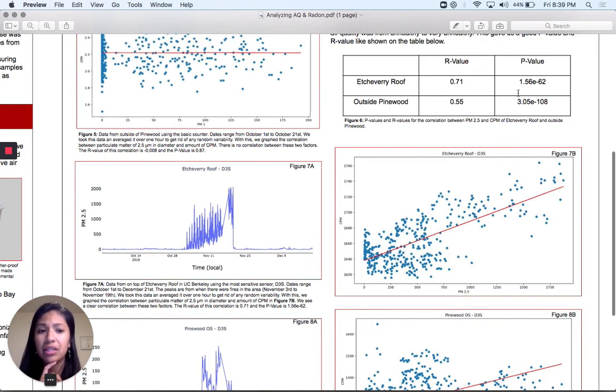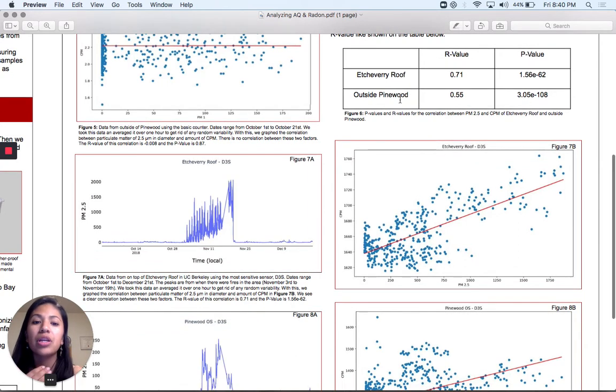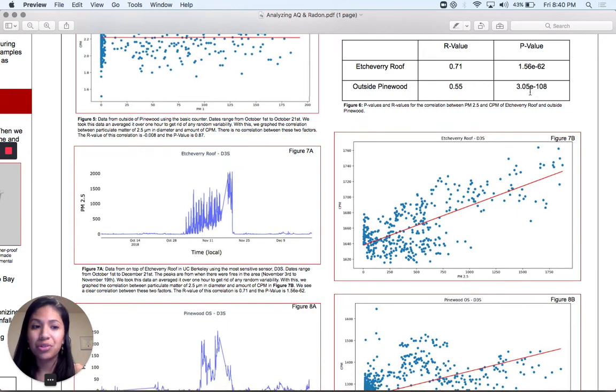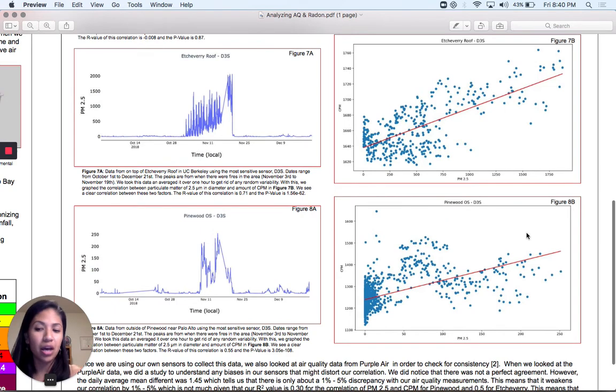And as we can see on the table here, for Echeverry Roof, which is one of the places in the San Francisco Bay Area where we focused, our p-value was really, really low, which tells us that the probability of this being a random correlation is pretty much non-existent, so it's tiny. And then it's the same for Pine Wood, which is a place near Palo Alto. We also see a really low p-value, which also tells us that this correlation here is not random.